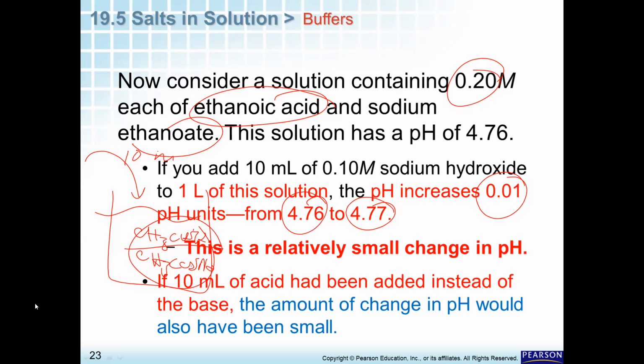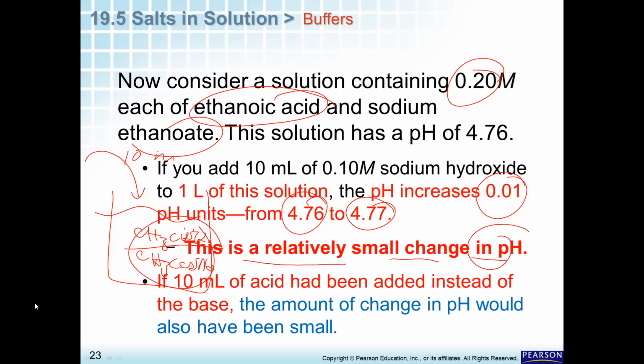صح؟ بينما if we add to that solution a weak acid and its salt, عشان هيك أنا كنت مركز على the relation between the ethanoic acid and sodium ethanoate. That is a weak acid and its salt. لما يكون في عندنا system like this, which is a weak acid and its salt, and we add a small amount of a base, the pH is not going to change. So this is relatively a small change in the pH.